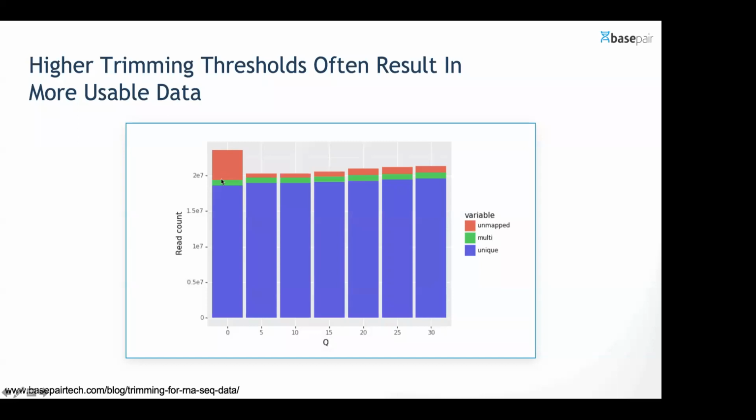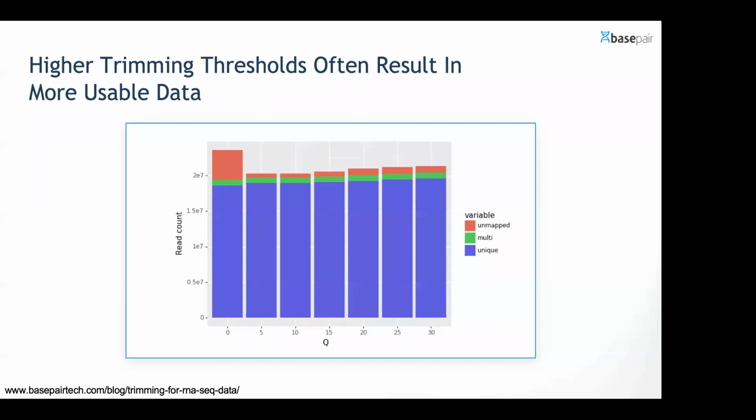But you also have in green the multi-mapped reads. You don't want those. That means it's hard to tell from which gene a read came from. And the worst case scenario you've got in red at the top are the unmapped reads. So those are reads you can't use at all. And what this figure shows is that as you increase the trimming quality threshold, you get more uniquely aligned reads. The difference is subtle, but it makes an impact for your downstream analyses. So it's something to take into account, and it's why we have a moderate amount of trimming threshold.